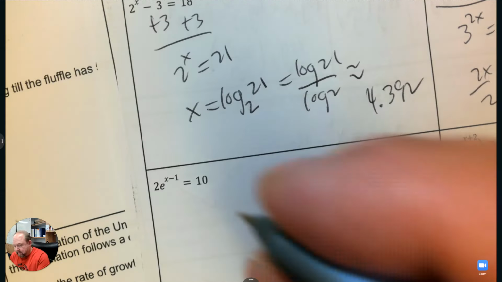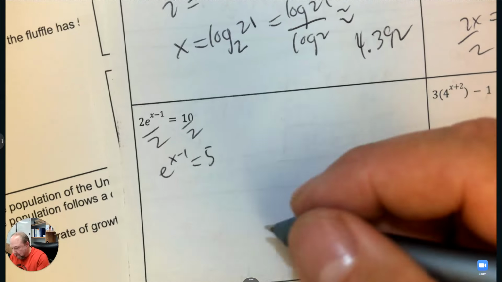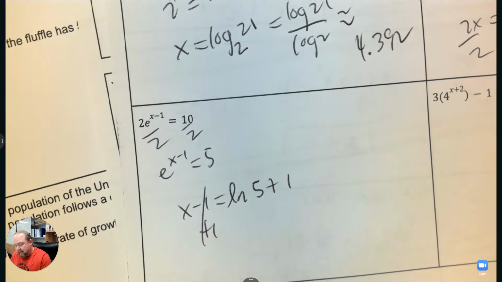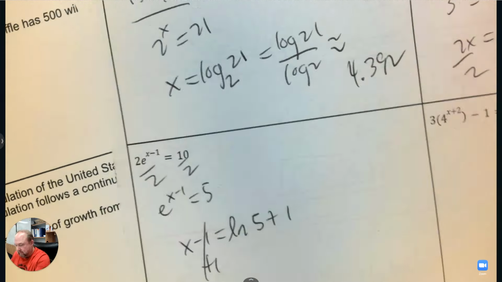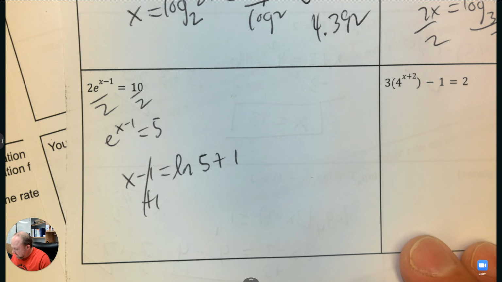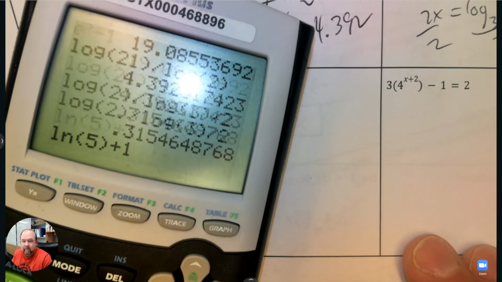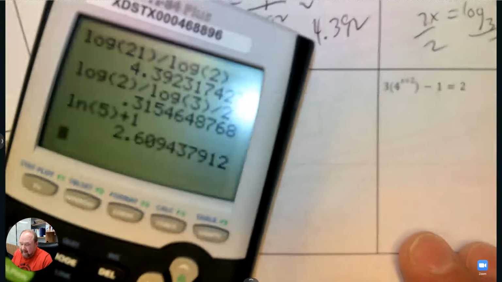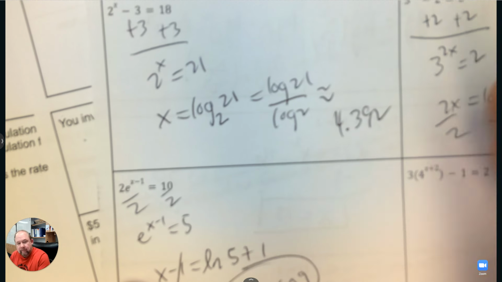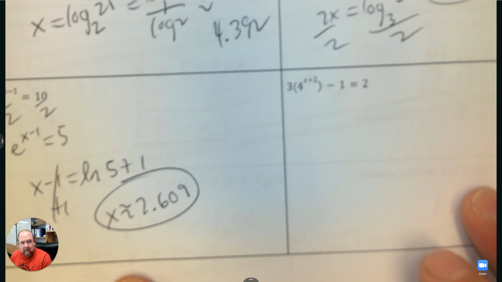All right, solve this. Divide by 2. So e to the x minus 1 is equal to 5. Write as a logarithm. So the exponent ln 5, add 1, and it's ln 5 plus 1. There it is. So go ln 5 plus 1, right? So I get 2.609.